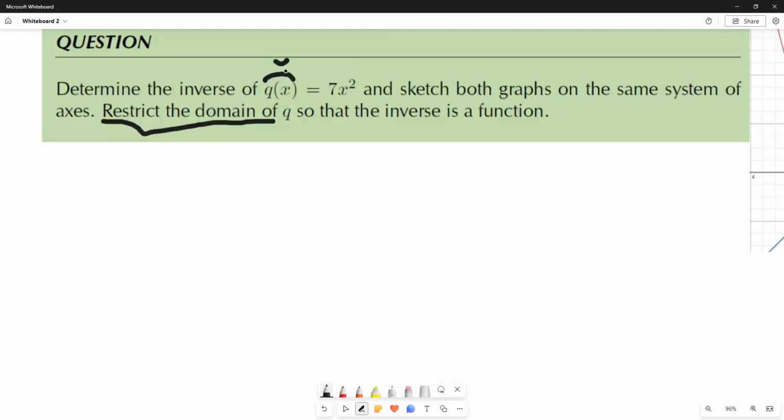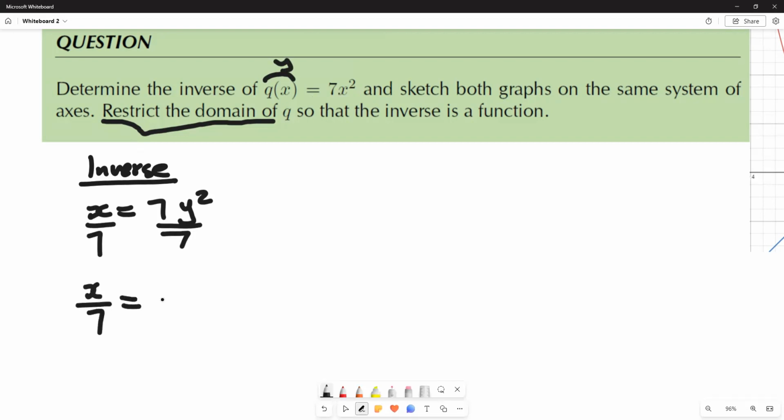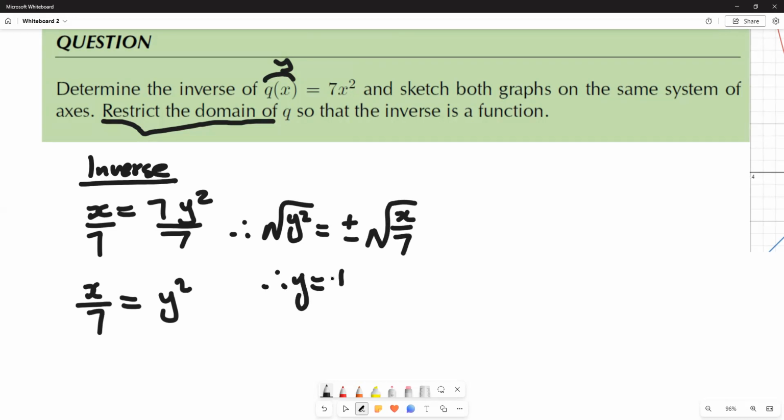Remember, this guy here is y, that guy is x. So to do the inverse, we switch: where there was y, we put x, and where there was x, we put y. Then we want to make y the subject of the formula. So you're going to divide by 7 both sides. So here you have x over 7 equals y squared. And then we're going to have, therefore, the square root of y squared equals plus minus square root of x over 7. Therefore, y equals plus minus square root of x over 7, right?